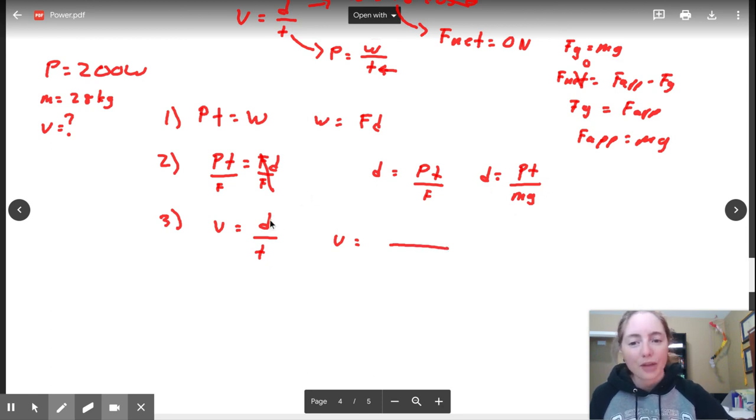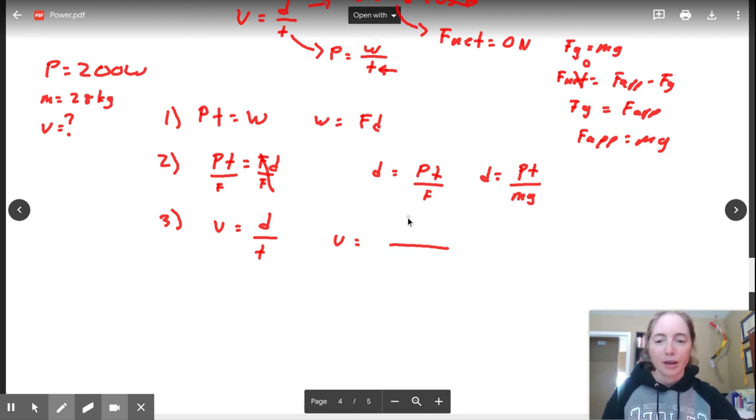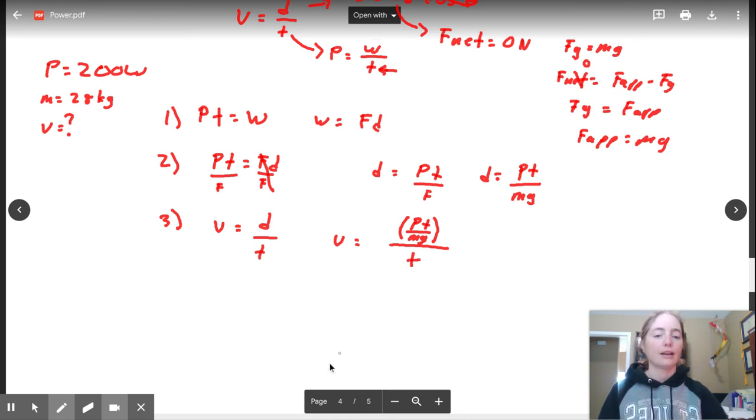So I'm going to take out that letter d and put that in here. Okay, so power times time divided by mg, divided by time. See how I took this thing? This distance is equal to this thing. I can't calculate this because I don't have time, but I can put this in here to replace that.